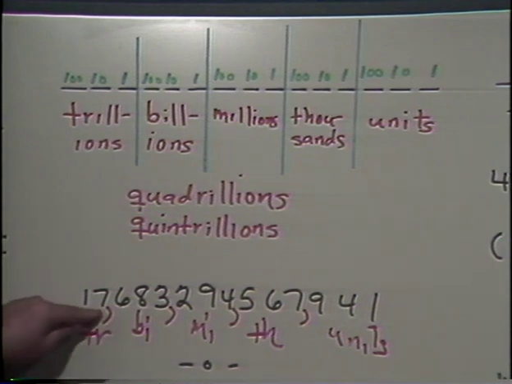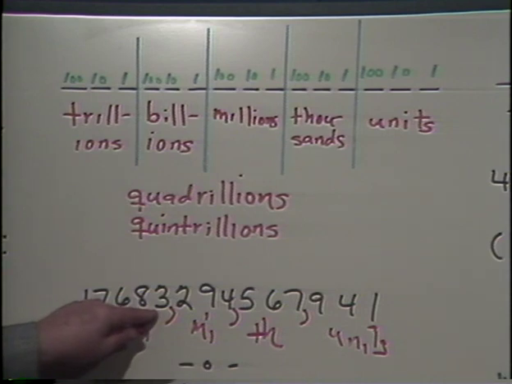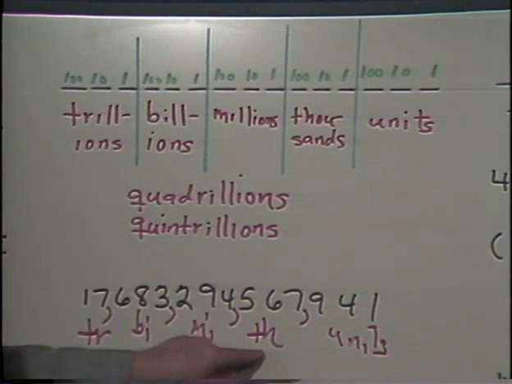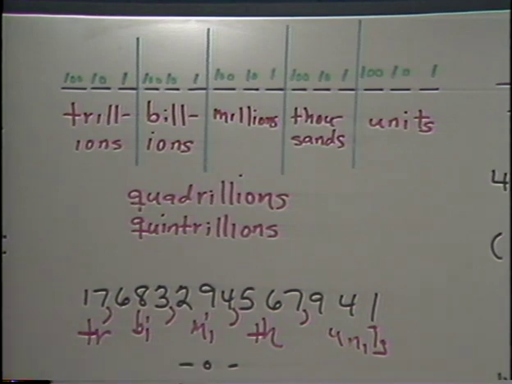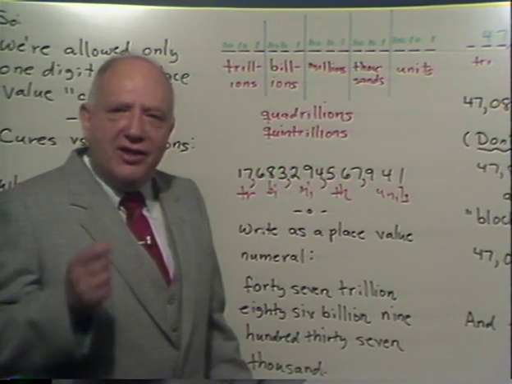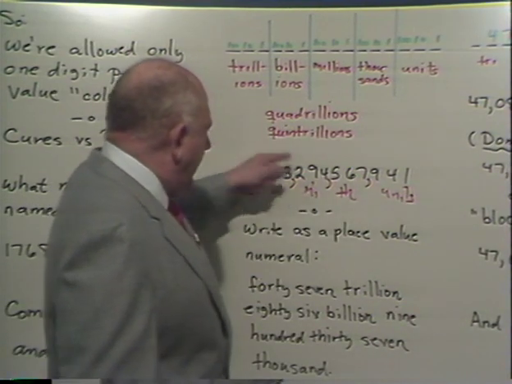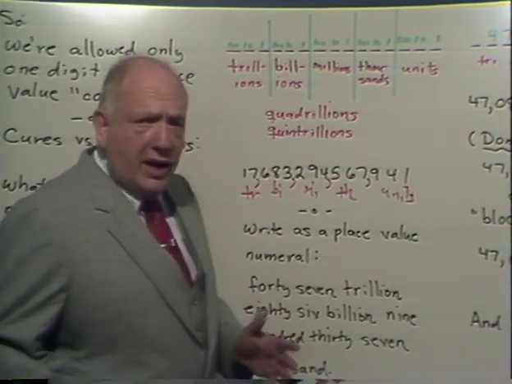What's this number? 17. 17 what? 17 trillion. What's this number? 683. 683 what? Billion. 294 million. 567 thousand, 1,941 units. You see, your adjectives are never more than a 3-digit number. You get the idea here? If you learn these nouns, you break this down. And in fact, you can do the thing in reverse.